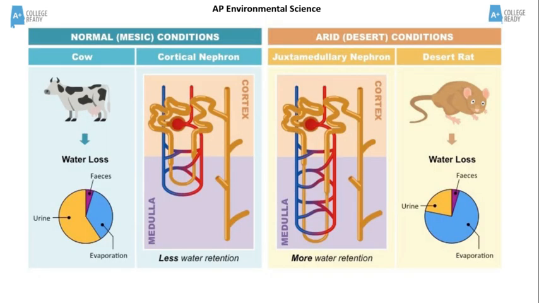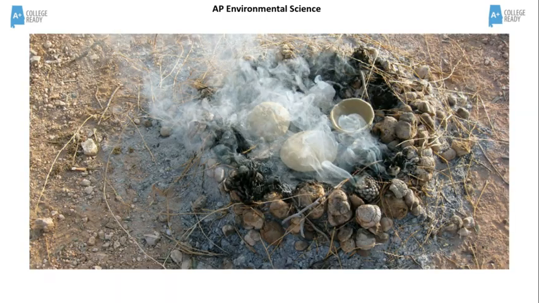This diagram compares animals living in moderate climates to animals living in arid, dry climates. The water loss in urine is greater in the cow than the desert rat. The kidneys of the desert rat are adapted for retaining water. Water loss through evaporation is greater in the desert rat than in the cow. This picture shows camel dung being used to make a campfire. The dung is so dry it will burn.